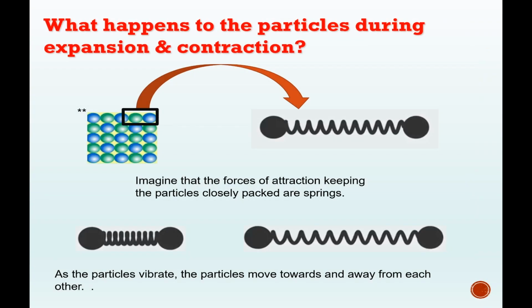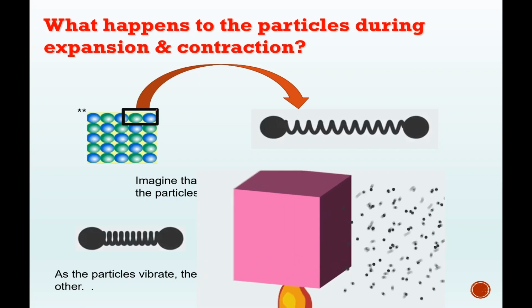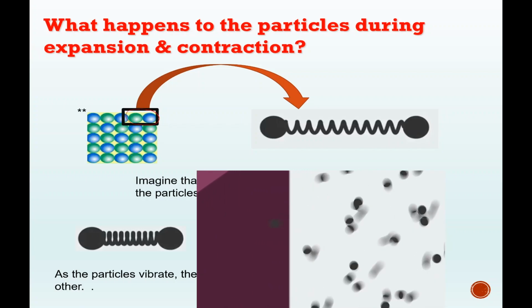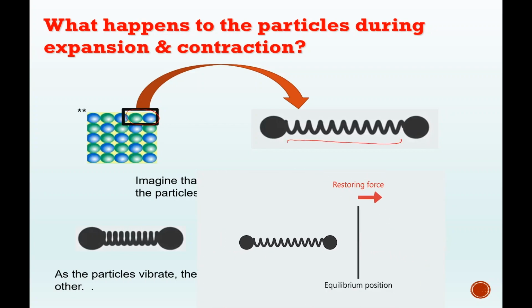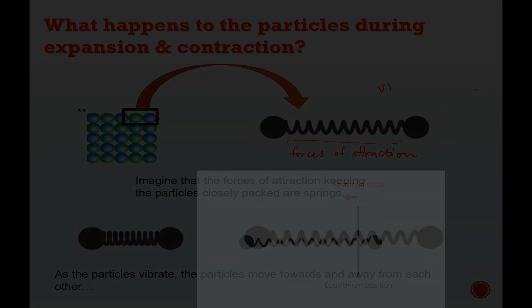What happens to the particles during expansion and contraction of a substance? Let us look at the particles in a solid closely. Imagine that the forces of attraction keeping the particles closely packed are springs. So if we look at these two particles and we magnify it, this is the forces of attraction holding them together. It's like a spring. Why do we liken it to a spring? Because if you recall, the particles are always vibrating.